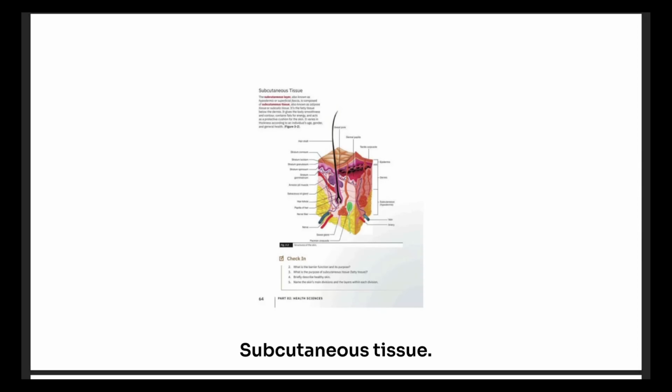Subcutaneous tissue. The subcutaneous layer, also known as hypodermis or superficial fascia, is composed of adipose tissue, also known as subcutaneous tissue. It is the fatty tissue below the dermis. It gives the body smoothness and contour, contains fat for energy, and acts as a protective cushion for the skin. It varies in thickness according to the individual's age, gender, and general health.